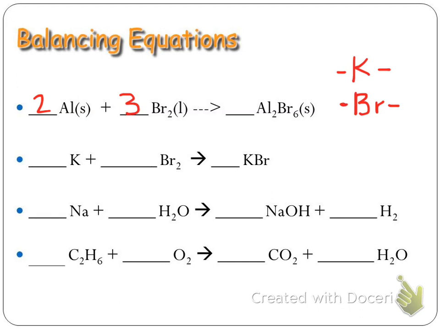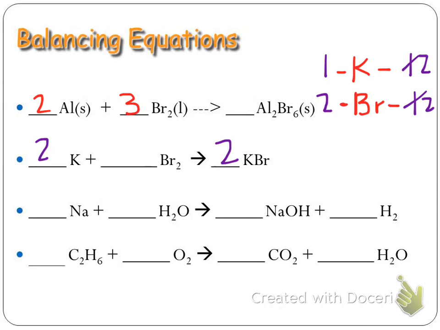Potassium's on the left, I have 1. Bromine's on the left, I have 2. Okay, so to balance my bromine, what should I do here? Add a 2 to what? KBr. Okay, so that makes this 2. Perfect, and then add a 2 right here. That's it. Okay, I will tell you, we do add more than just 2s, right? It might need to be 3s or 4s or 9s or whatever, okay? So you will get a little more difficult.